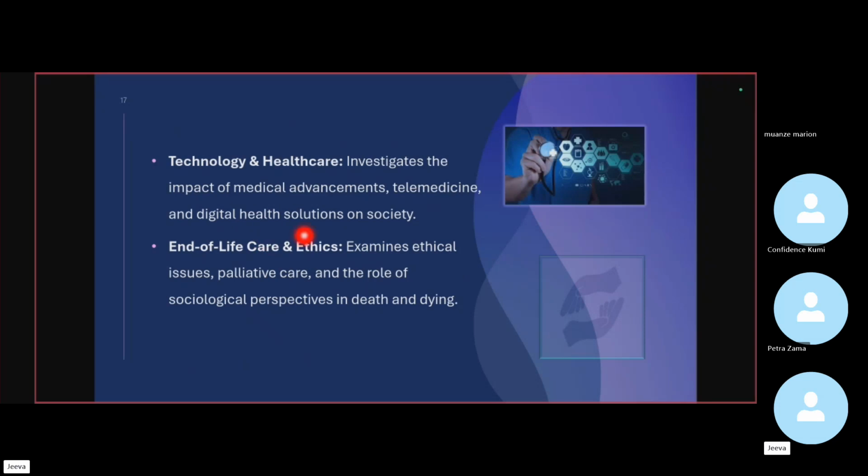Then what are the recent technologies and advancements in healthcare, that is medical advancements, telemedicine through phone calls or digital health solutions. You can contact your doctors in a digital way, and how that will affect society. And end of life care, like palliative care given to very sick people, where the medical professionals come to their home, visit them and give them treatment. So this is where medical sociology has a role.